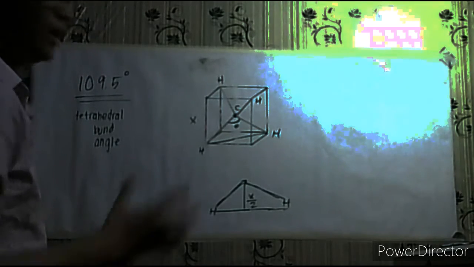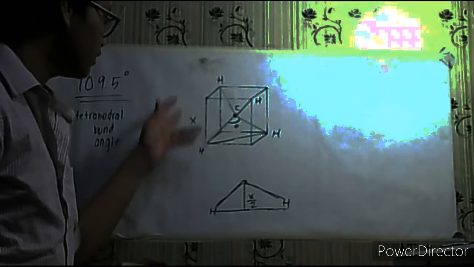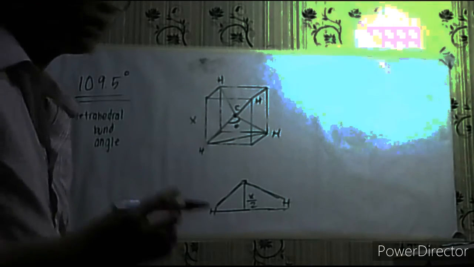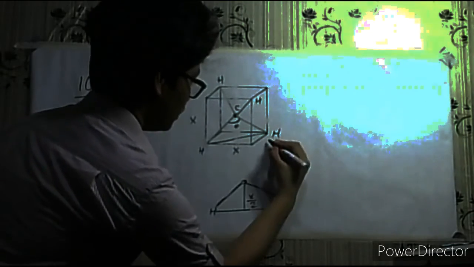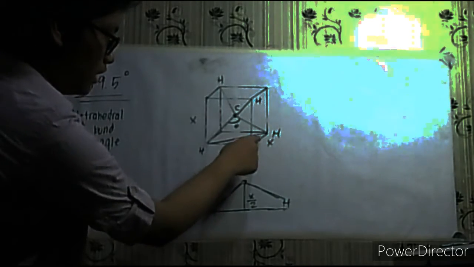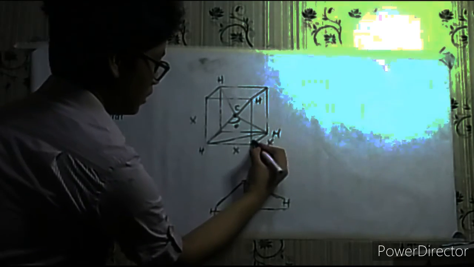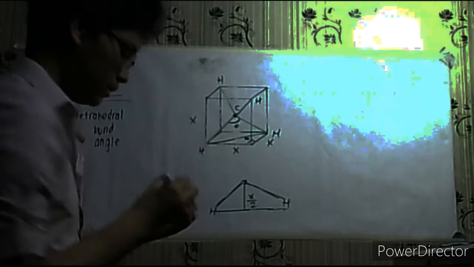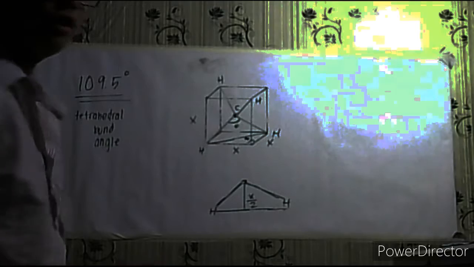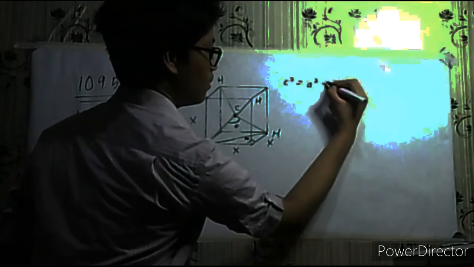So remember that in a cube, all the sides are equal, okay? It means that this is x and this is also x. So as you can see, this is a right triangle. Okay, it means that this here is equal to 90 degrees. And now if this is equal to 90 degrees, we know that in the Pythagorean theorem, c squared is equal to a squared plus b squared.